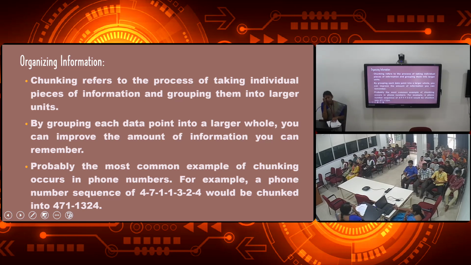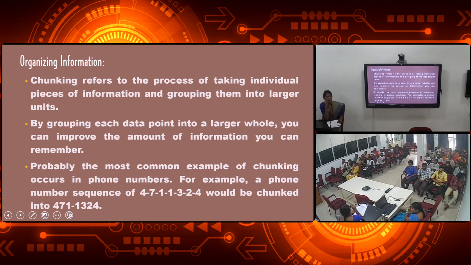Okay. What is organizing the information? Arranging the information, or how you are storing the information in an orderly manner. So what are all the techniques you are following to store and organize the information which you are receiving from your environment? See, chunking and hierarchies are what you follow to organize the information which you receive. Chunking refers to the process of taking individual pieces of information and grouping them into larger units.